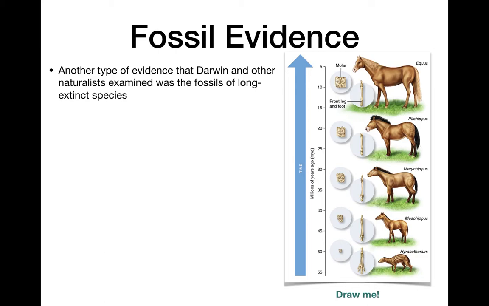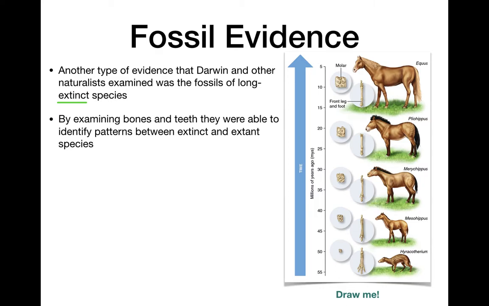So another kind of evidence that Darwin looked at, and other naturalists as well during his time, including his grandfather, were fossils. And these are fossils of species that have been extinct for a long time. And remember the term extinct, what does that mean? Think about it for a second. So extinct means that species can no longer be found anywhere on Earth. It is completely gone from this planet.